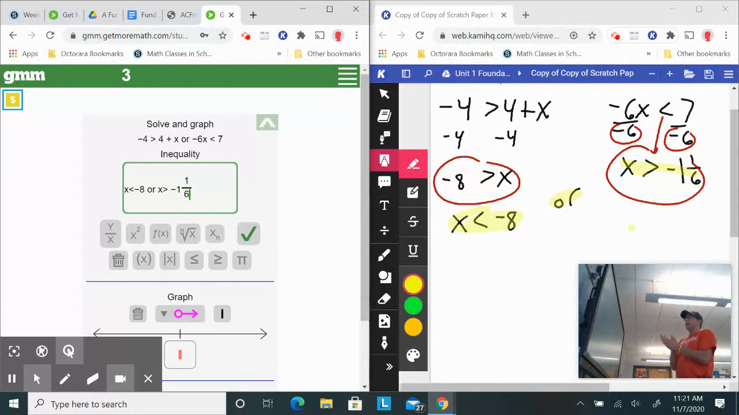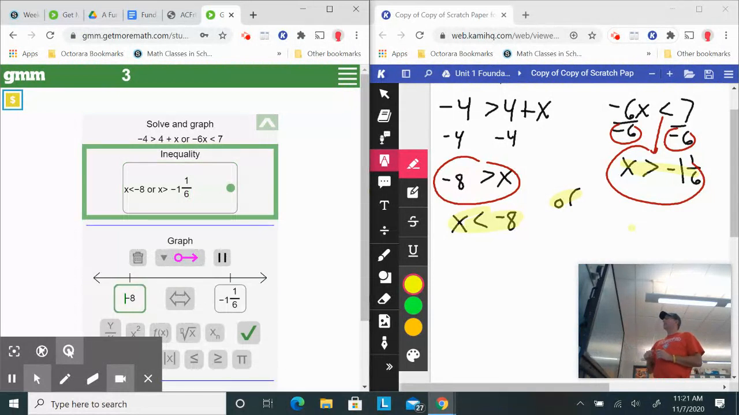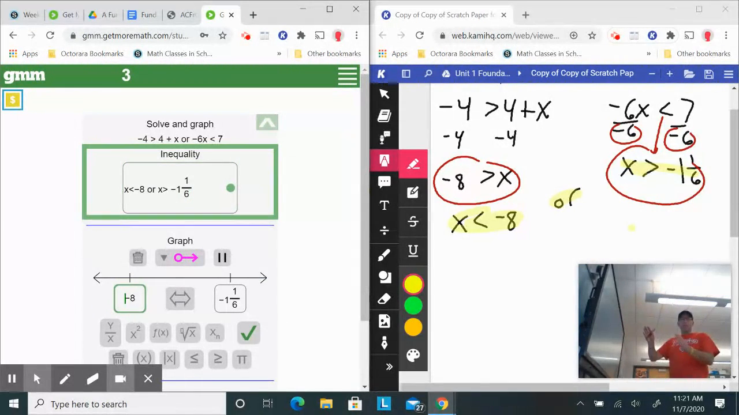x is less than -8. I could have kept it as -8 is greater than x, but I always like to put the variable first in an or statement. Or the x's have to be greater than -1 and 1/6. So I have that. Let's see if I got it right. Again, if there's a red dot, I have to go back to my work on the right-hand side and see where I made a mistake. Now I need to make sure that the graph has the correct number in the correct place. -8 is definitely less than -1 and 1/6.